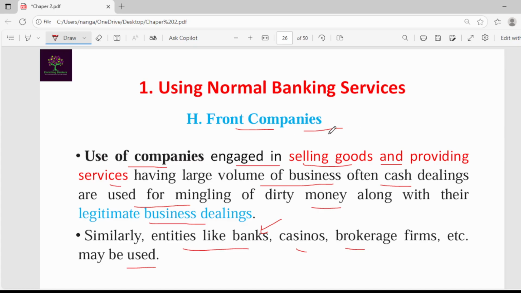So in these companies, even banks can also be used, along with casinos and brokerage, because banks sell goods and provide services. These goods and services can be bought through cash dealings. So they use cash, they deposit that cash into the bank accounts and they buy goods and services from these entities.